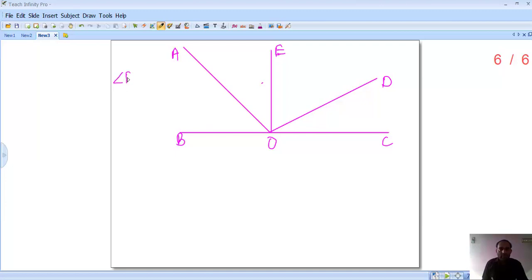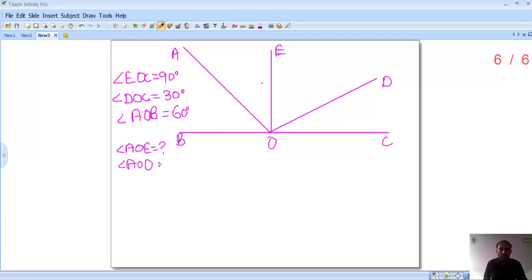In this question it is given angle EOC is 90 degree, angle DOC equals 30 degree, angle AOB equals 60 degree, and you need to find out angle AOE, angle AOD, and angle BOD. These three angles you need to find out.